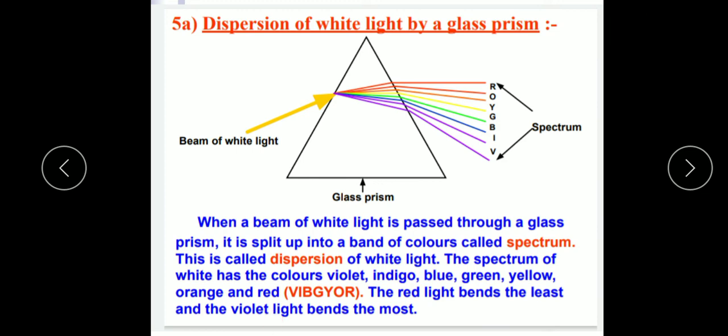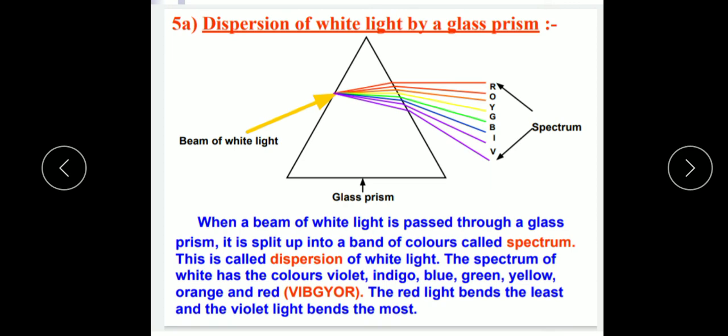And this band of seven colors so obtained, that is violet, indigo, blue, green, yellow, orange and red. This band is called the spectrum. And Isaac Newton was the first one to use a glass prism to obtain the spectrum of light.